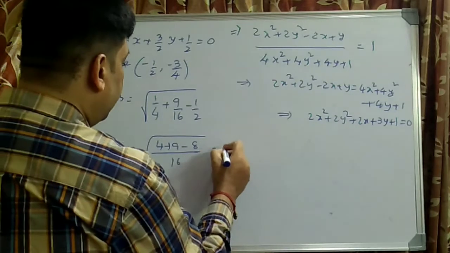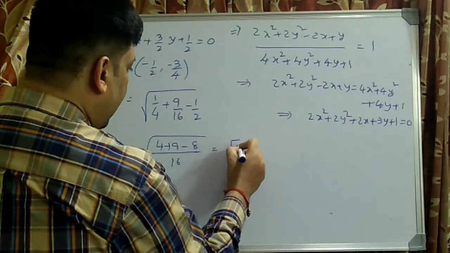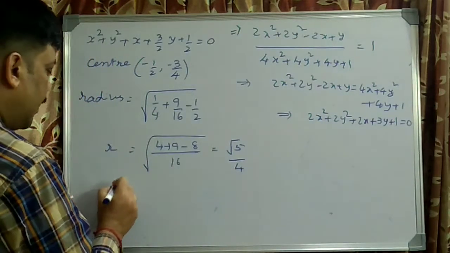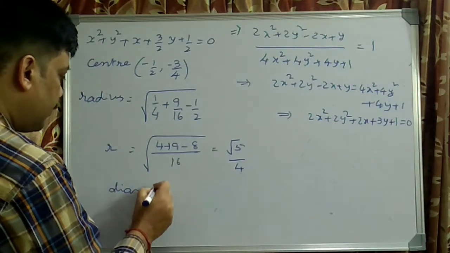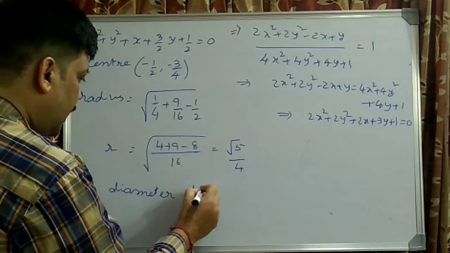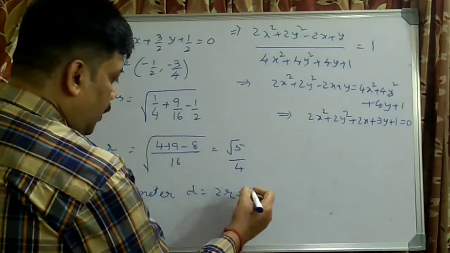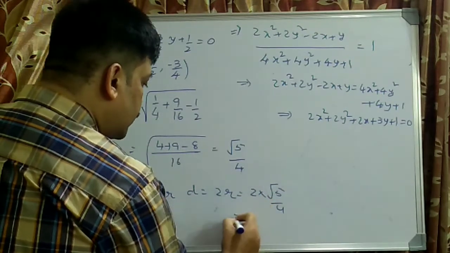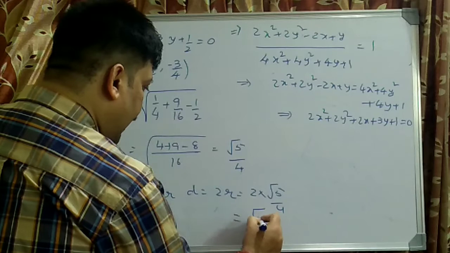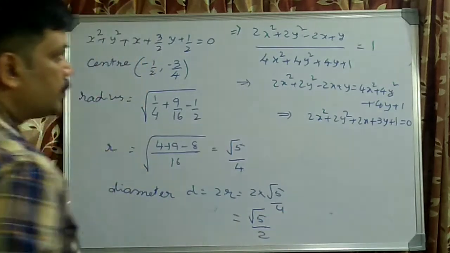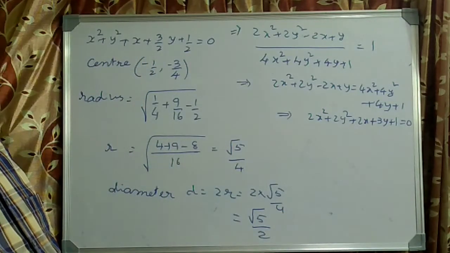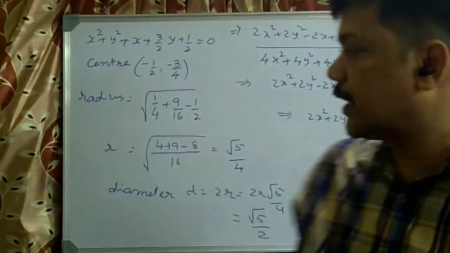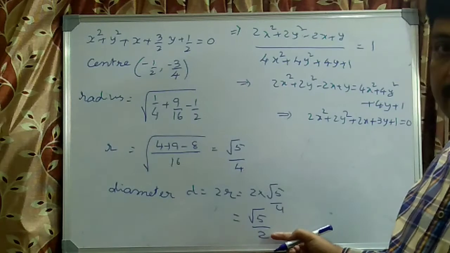So this is equal to root 5 by 4. This is the radius. Now the diameter D is equal to 2r, that is 2 into root 5 by 4, which is equal to root 5 by 2. So we got the answer: root 5 by 2 is the diameter of the circle.